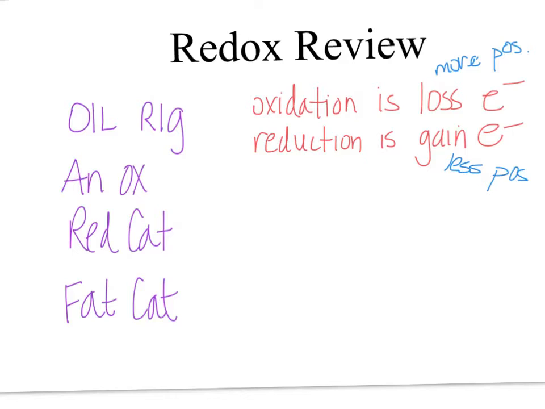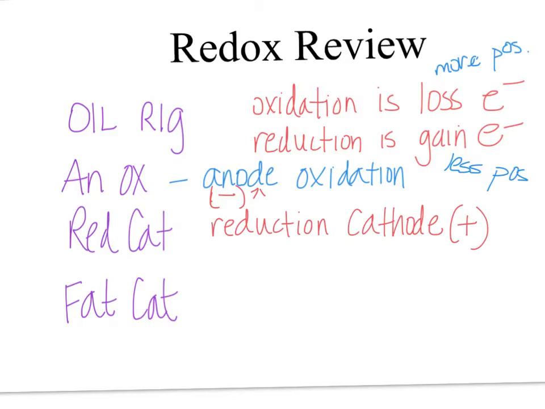Remember that the next one is AN OX, and AN OX stood for anode oxidation. That means at the anode, oxidation occurs. RED CAT stood for reduction cathode. So at the cathode, reduction occurs. Remember that the cathode is positive, and I forgot to say that the anode was negative.